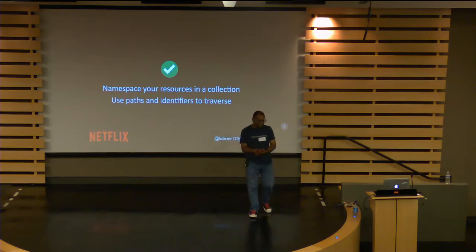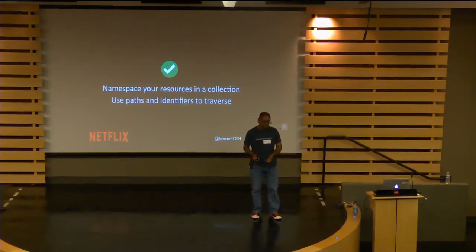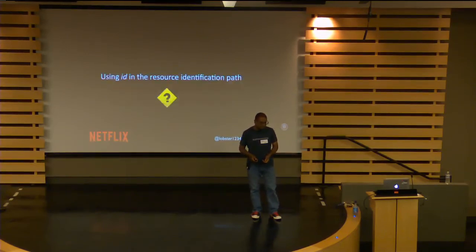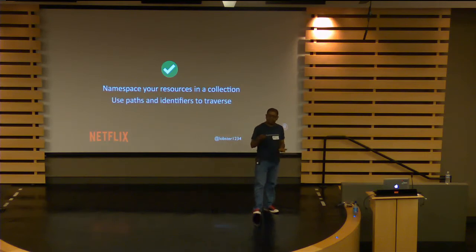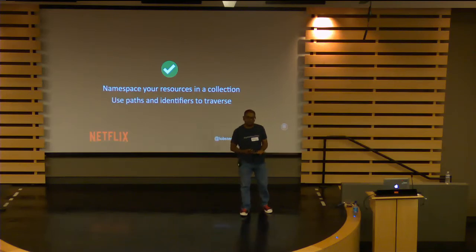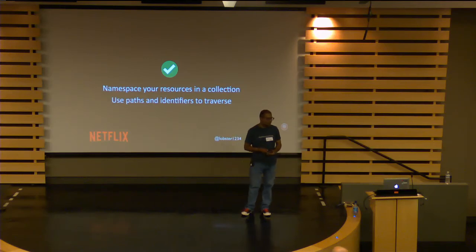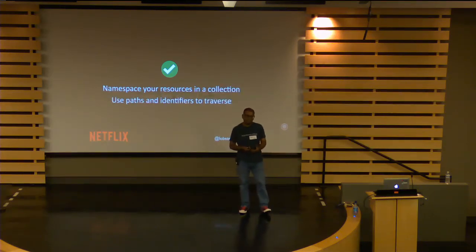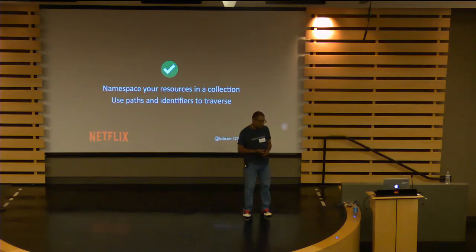So, namespace your resources in a collection, use paths and identifiers to traverse. What I mean by that is, pretty much what you talked about, where it gets really long. Yeah, it does get long, but it is also self-descriptive, and it's really helpful if you go that way. Again, this is not a law, this is not a standard, this is just one of the best practices. It may work, it may not work. If you have really deep nested objects, I would never recommend this. But namespace your resources wisely, because that's how the developers are going to look at your resources.